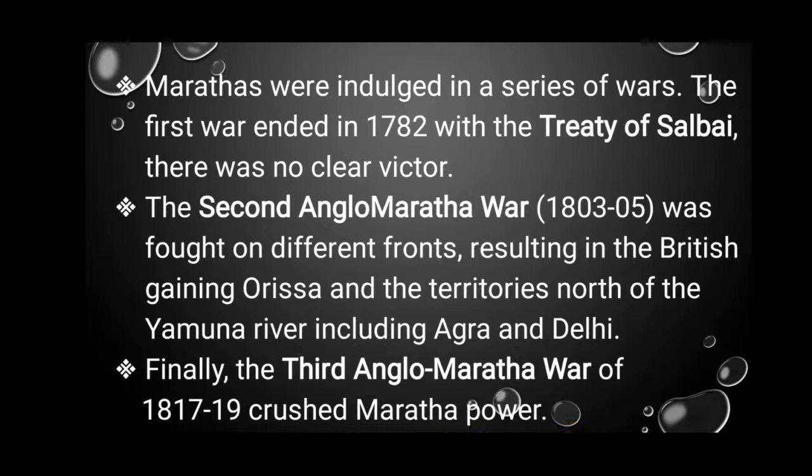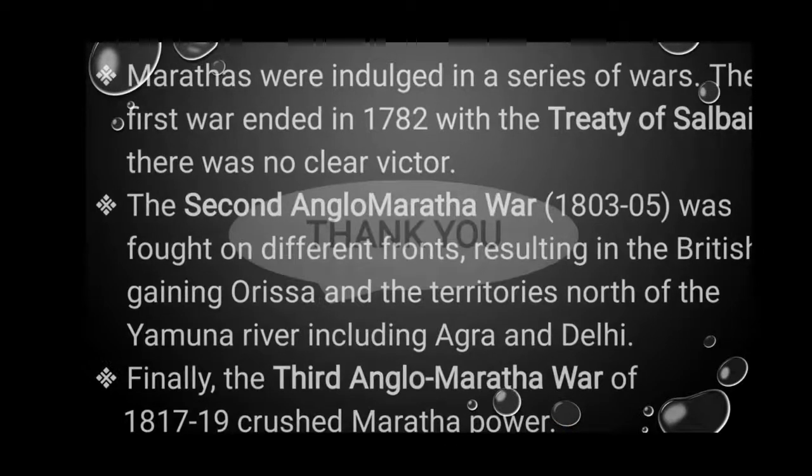Okay, children. So what we have seen in this slide is that the Marathas had many wars with the East India Company. The first war ended in 1782 with the Treaty of Salbai, but with no use. Then the Second Anglo-Maratha War, after which the British gained Orissa and the territories north of the Yamuna River, including Agra and Delhi. And finally, in the Third Anglo-Maratha War, Maratha power was completely destroyed. Okay, dear children.